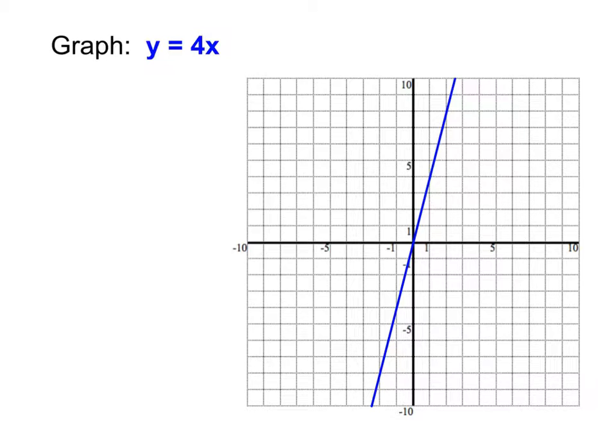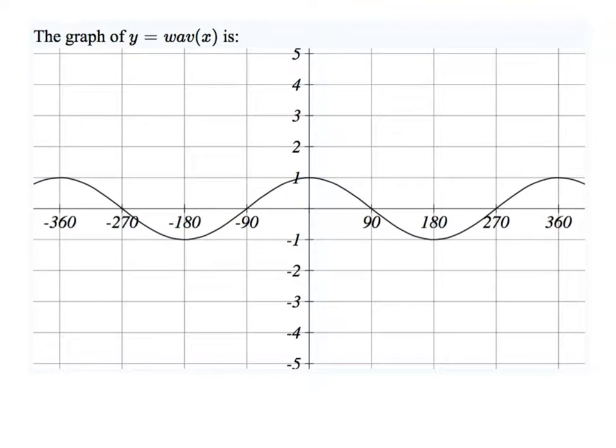This trait right here is going to be exactly the same for any graph that you see that's multiplied by some number. It's the fact that it's multiplication that tells us that we're doing this kind of a stretch. Now today what we're going to be applying it to, though, is the wave function. That made up wave function that I had you working with earlier this week, we're going to be working with it more today. And so, just a reminder, this is what wave of x looks like.